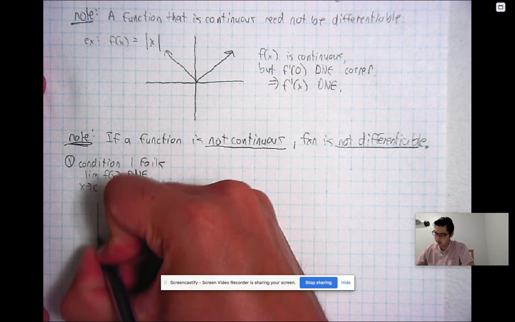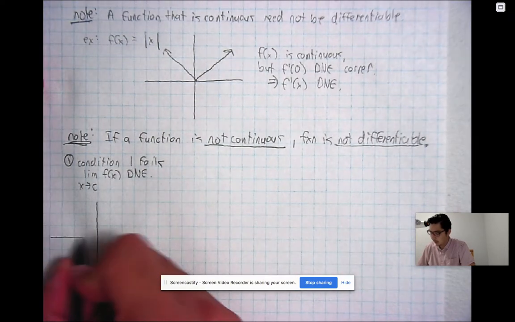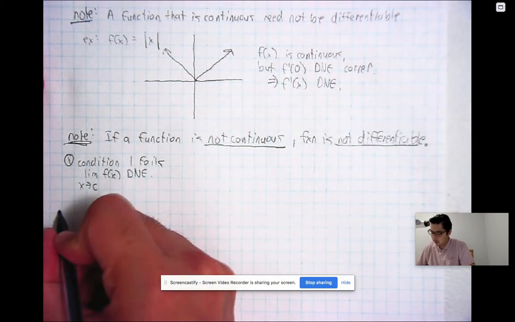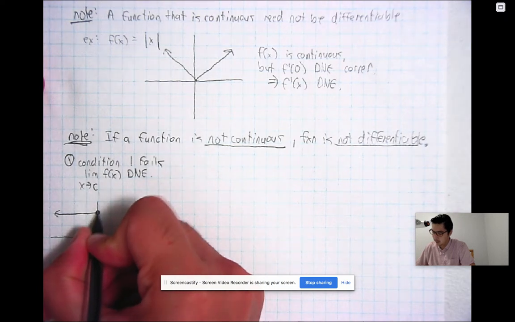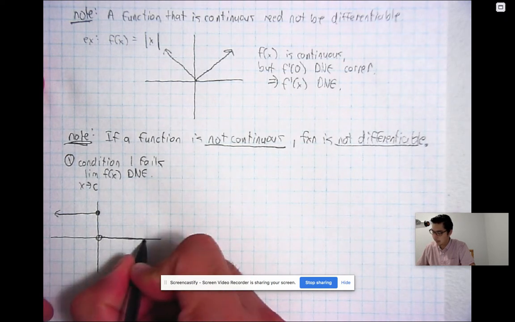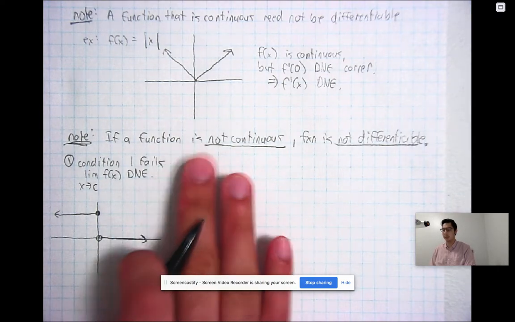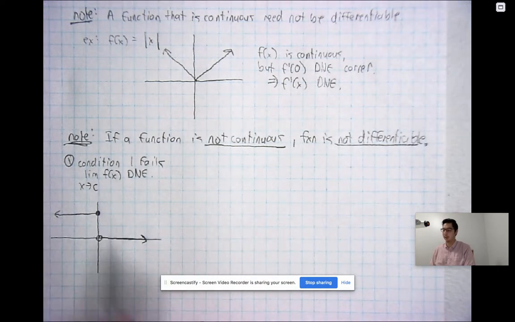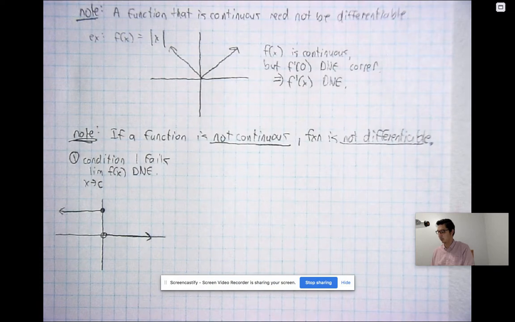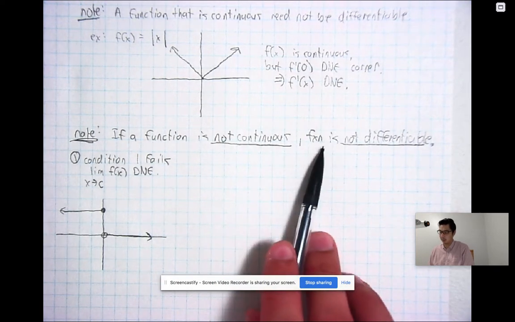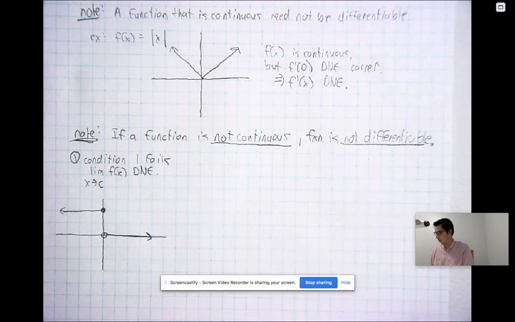If I look at a simple graph here, where you have this right here, we can see that condition 1 fails. It's not continuous because the limit doesn't exist; the limits from the left and from the right are not the same. Now, why is this function not differentiable?